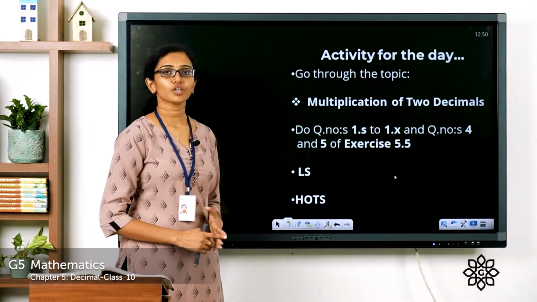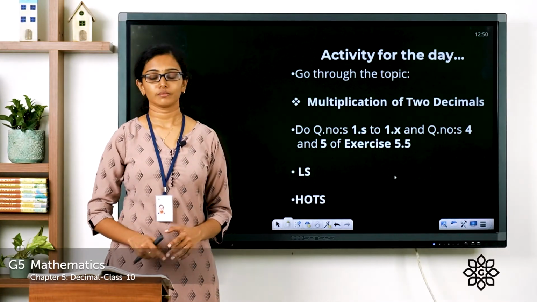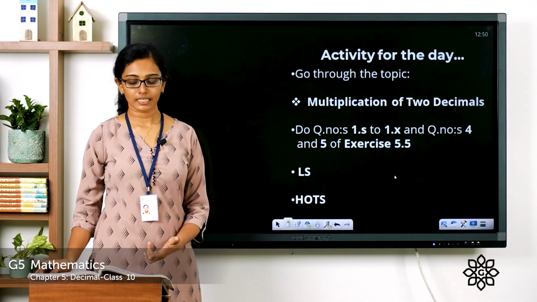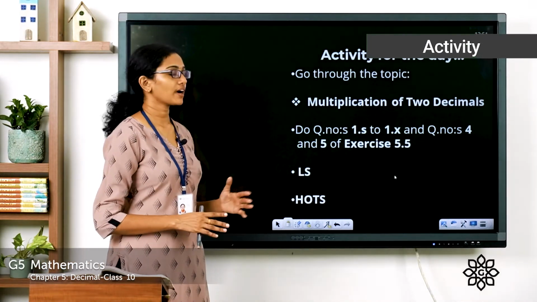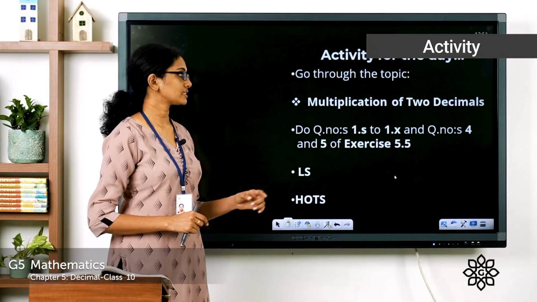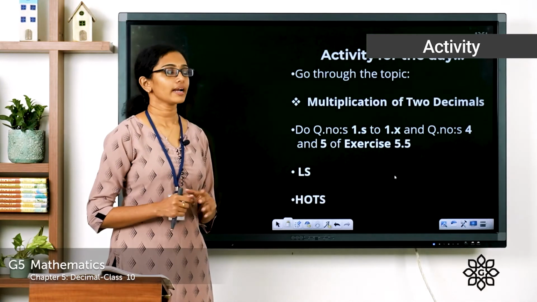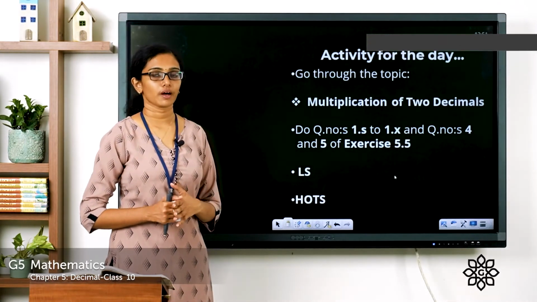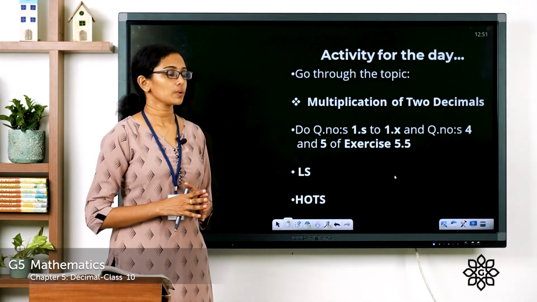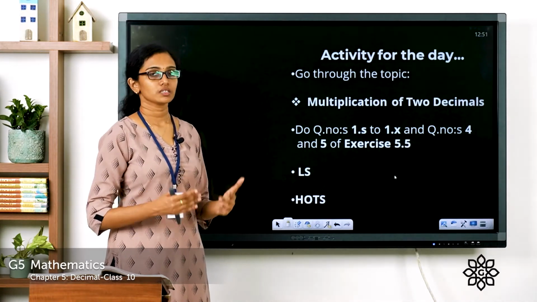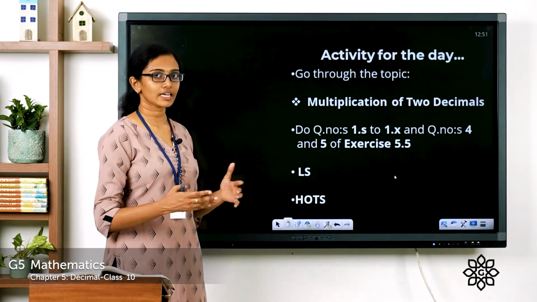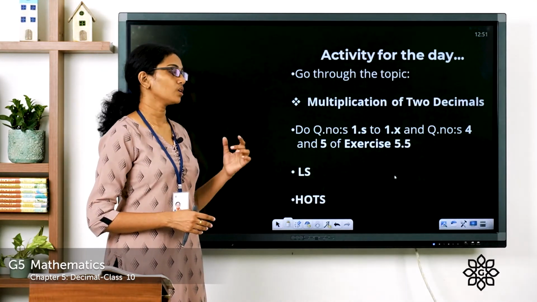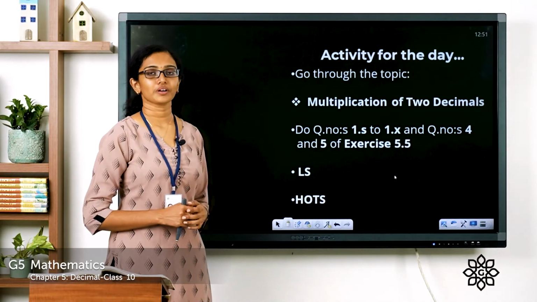Now you can go through the topic multiplication of two decimals on page number 91 of your textbook. Go through it once again. Then move on to exercise 5.5. You have to complete the questions 1a to 1x and also the question numbers 4 and 5 which are word problems. Once you are done with that, please move on to the next set of exercises. You have the LS exercise and the HOTS exercise right below exercise 5.5. Go through those questions as well and do accordingly.